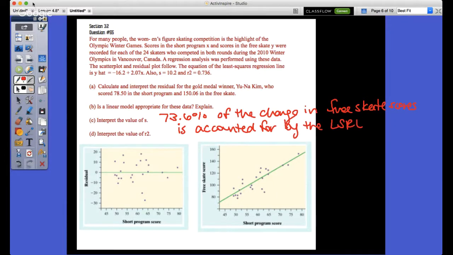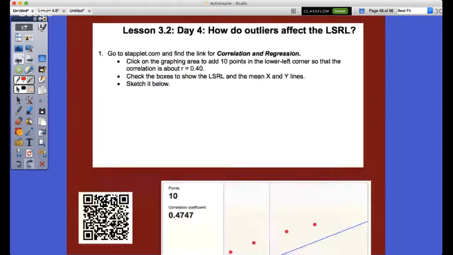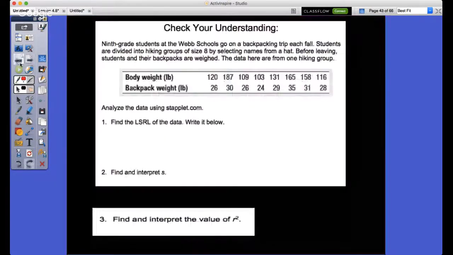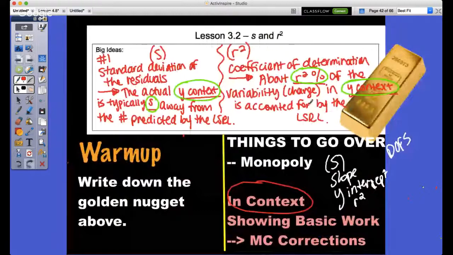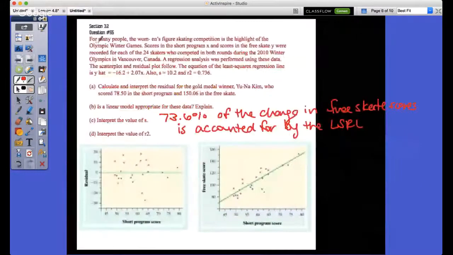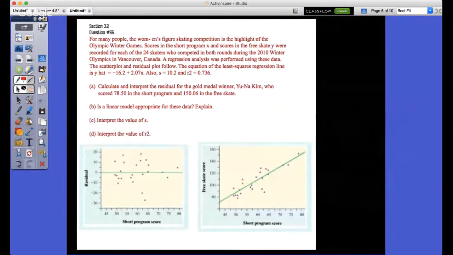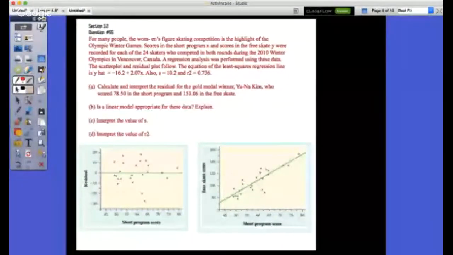Let's see if I'm missing anything. I think I got that part. Just want to make 100% sure. I know there's a couple of ways you could say variability is accounted for by the LSRL. Perfect. Yeah, we got it. We're good to go. And there you are. That is number 55. That is a really good question and is one that I would really look at for the test. It's a really, really good question.